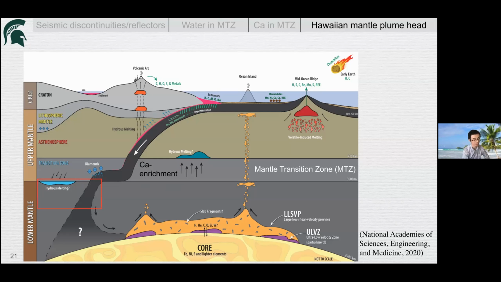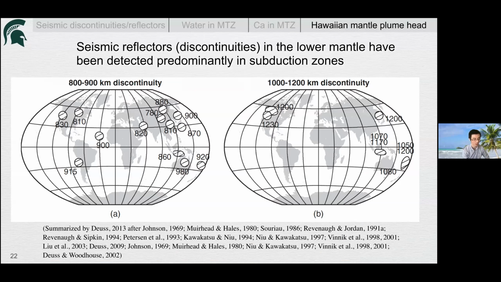But here, I'm not going to talk about hydrous melting. Instead, I try to look at some seismic reflectors deeper, in the lower mantle. So are there any seismic reflectors? The answer is certainly yes. This is a summary by Doyce again. On these two maps, you can find seismic reflectors at different depths from 800 kilometers to 1200 kilometers worldwide.